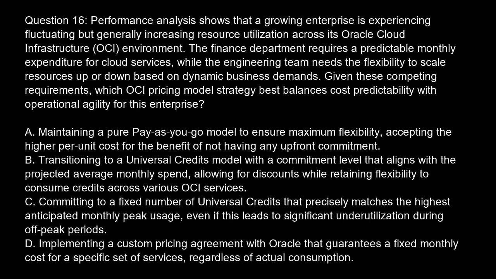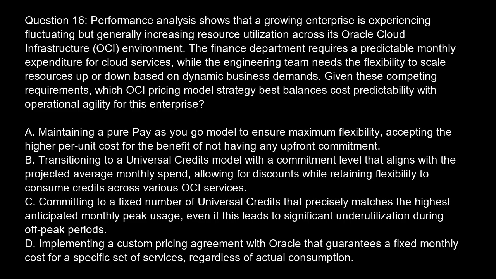Given these competing requirements, which OCI pricing model strategy best balances cost predictability with operational agility for this enterprise? Option A. Maintaining a pure pay-as-you-go model to ensure maximum flexibility, accepting the higher per-unit cost for the benefit of not having any upfront commitment. Option B. Transitioning to a universal credits model with a commitment level that aligns with the projected average monthly spend, allowing for discounts while retaining flexibility to consume credits across various OCI services.